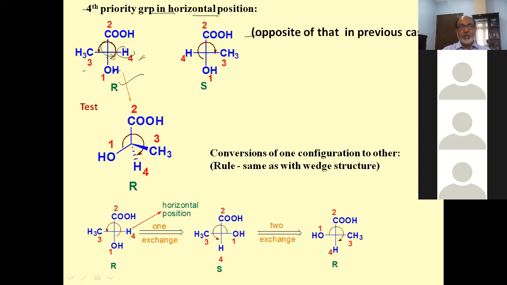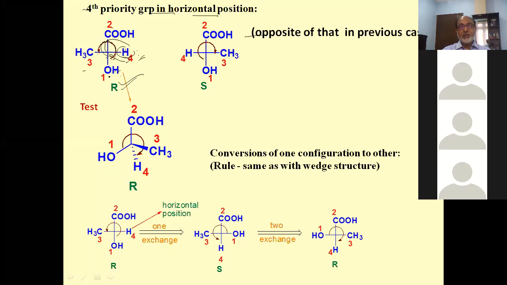You bring it here and OH here and see what is the rotation. If OH comes here, 1, 2, 3. 1, 2, 3 rotation is what? Anti-clockwise. Anti-clockwise rotation means it is going to be S. But we have done one exchange, so this should be R. Whatever you say, you are going to get the same result.